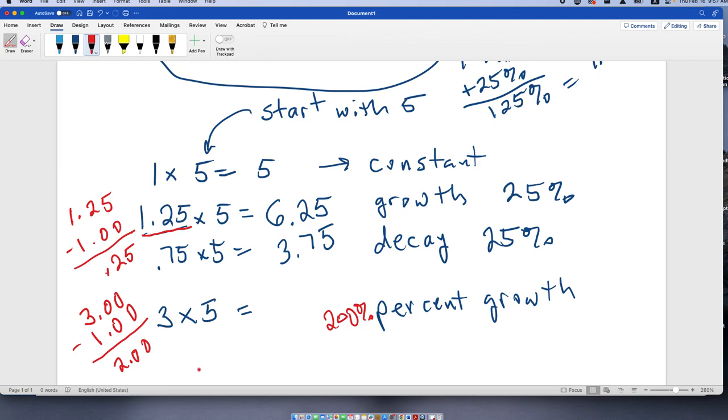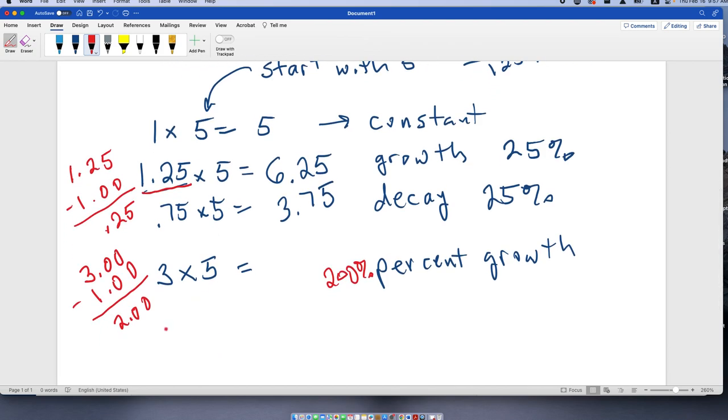If I multiply by 4, what would that be? And yes, you're thinking right. Growth factor of 4, what's the percent growth? 300%. Good. We just subtract 1. So this would be a 300% growth.